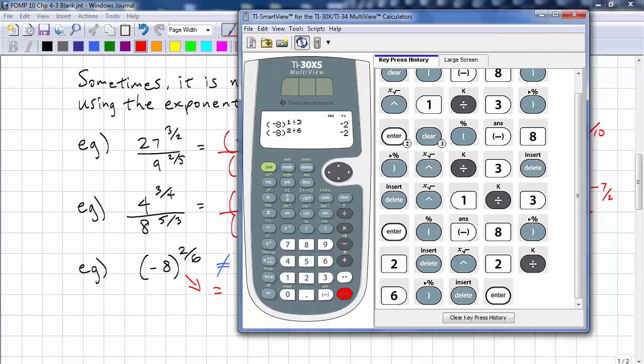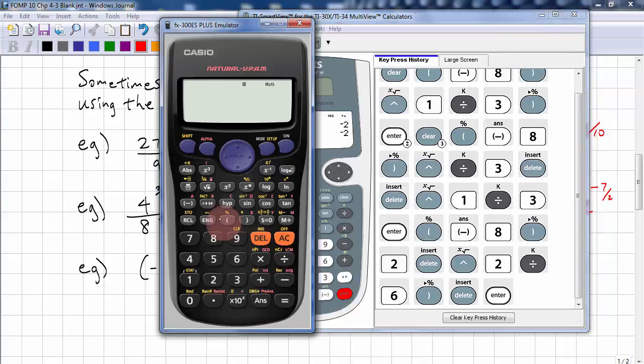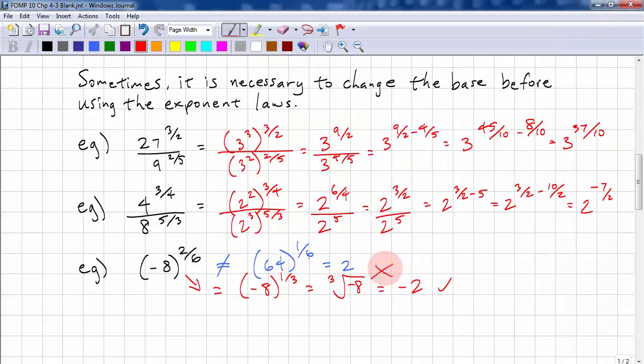Let's run the Casio. Bracket negative 8 raised to the power of 2 divided by 6, and we get negative 2. So just be aware of this and reduce your fractions first.